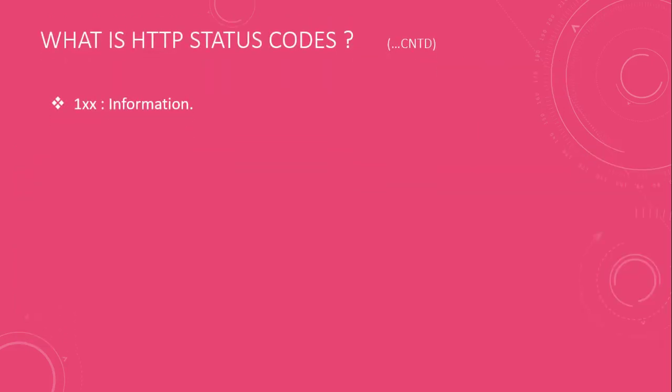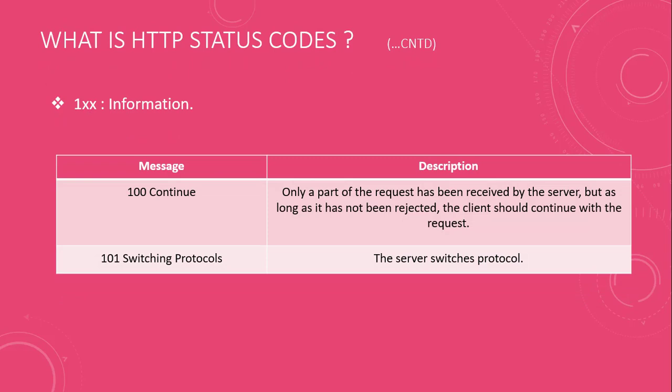So let's see the examples one by one. 1XX informational. Here, 100 Continue. We can say 100 is a 3-digit number of our HTTP codes. Only a part of the request has been received by the server, but as long as it has not been rejected, the client should continue with the request. 101 Switching Protocols. The server switches protocol.